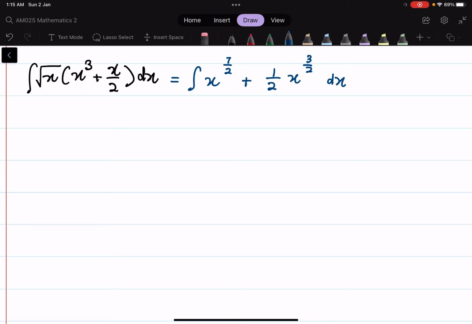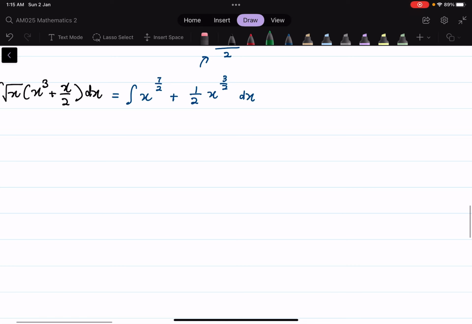So now, if you can see here, the power is not equal to -1, so we're going to use the power rule. For x to the power of n, if we integrate with respect to x, we get x to the power of n plus 1 over n plus 1, plus c.